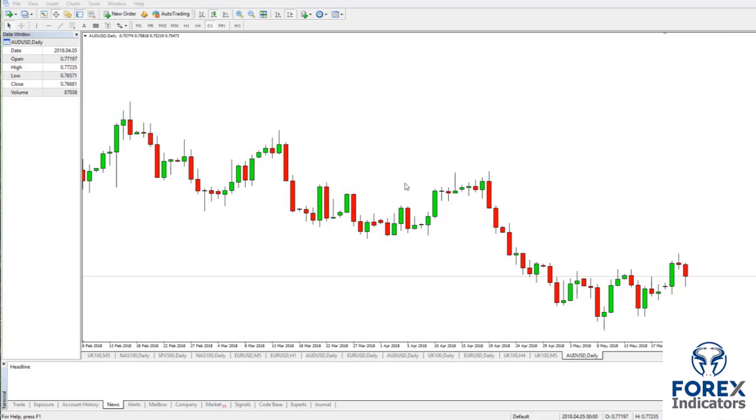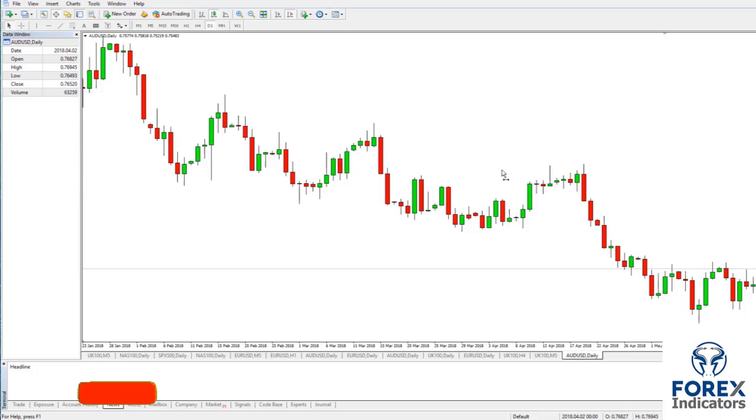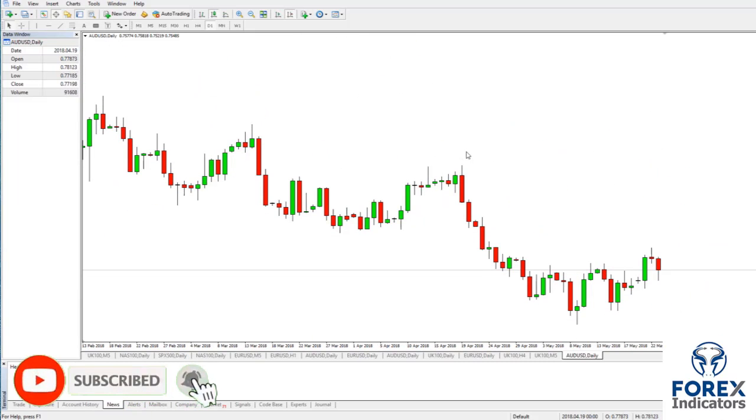To look at support and resistance on a market. So we're on Australian dollar, US dollar. We've got the chart loaded on the daily time frame, and we're just going to start bringing it all together and looking at the potential levels.